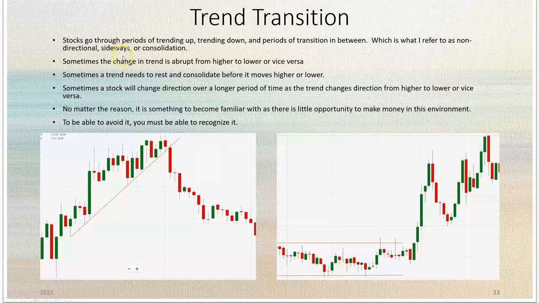Sometimes the change in trend is abrupt from higher to lower or vice versa, which is what you see here. Sometimes a trend needs to rest and consolidate before it moves higher or lower. Sometimes a stock will change direction over a longer period of time as the trend changes direction from higher to lower or vice versa. No matter the reason, it is something to become familiar with, as there is little opportunity to make money in this environment. To be able to avoid it, you must be able to recognize it.